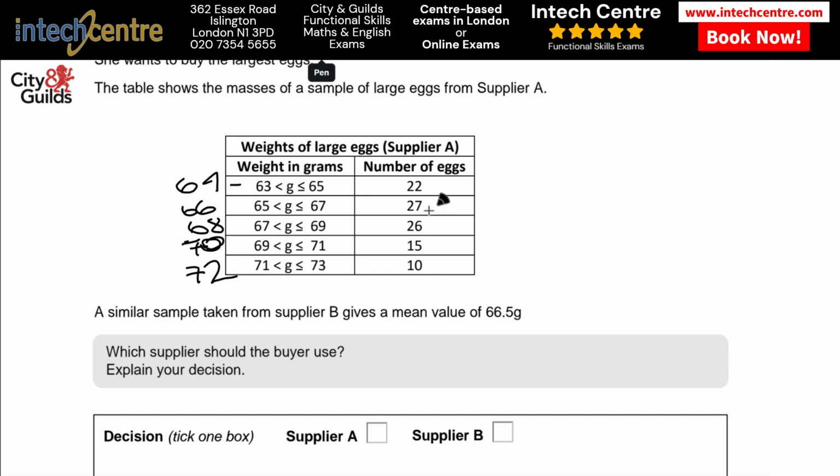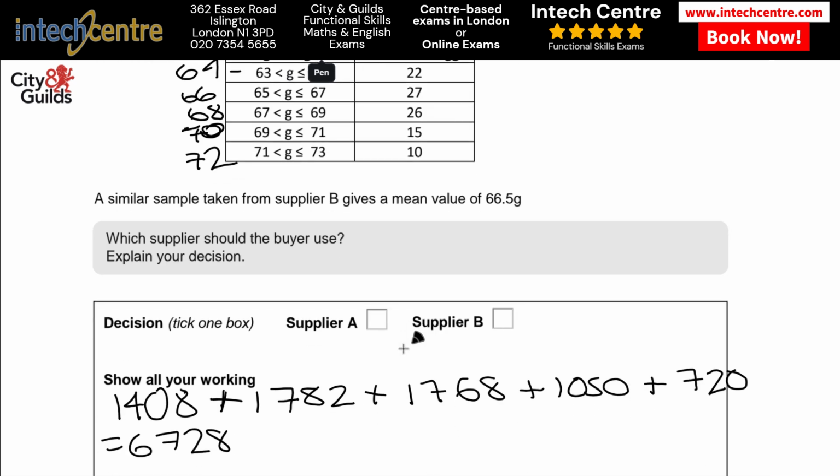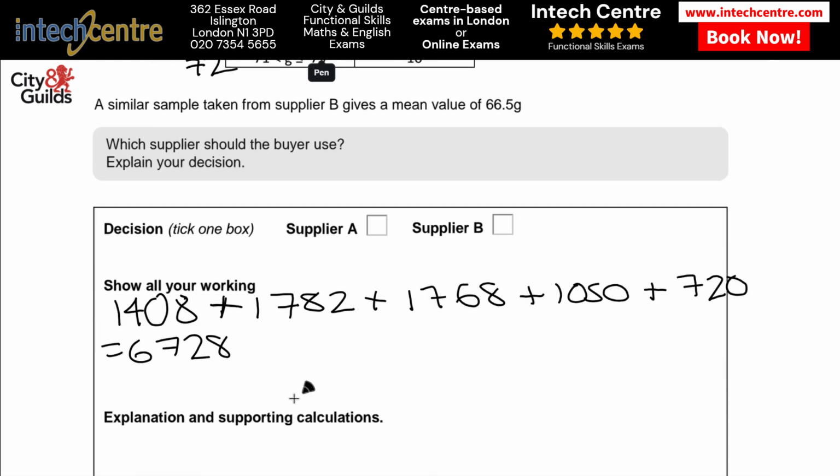So 22 plus 27 plus 26 plus 15 plus 10. So in total here, the sum of the frequencies is 100. So we do this divided by 100, so 100 eggs in total, and the mean in grams would be 67.28 grams, and this is supplier A.